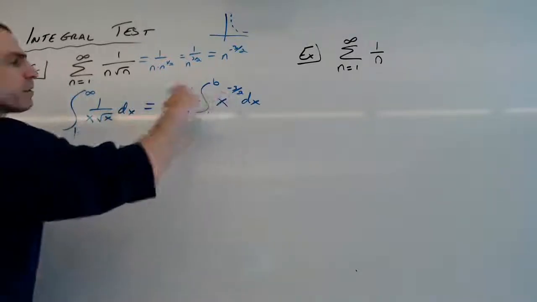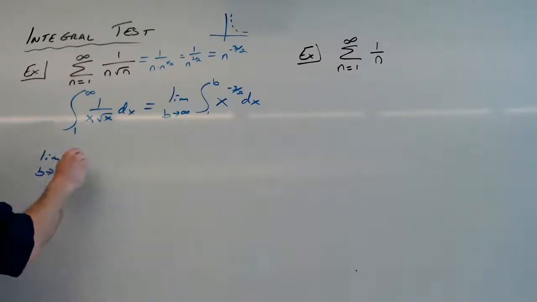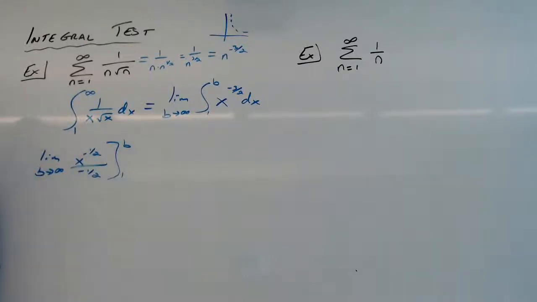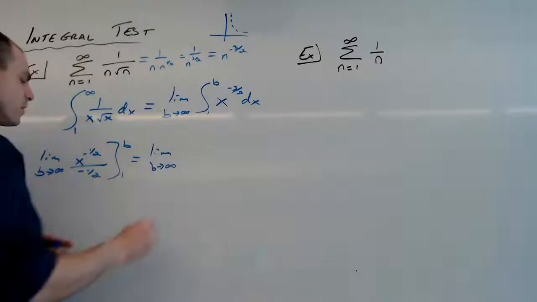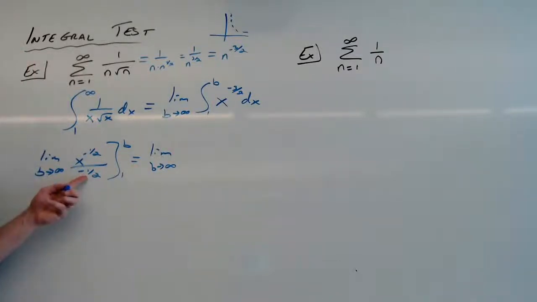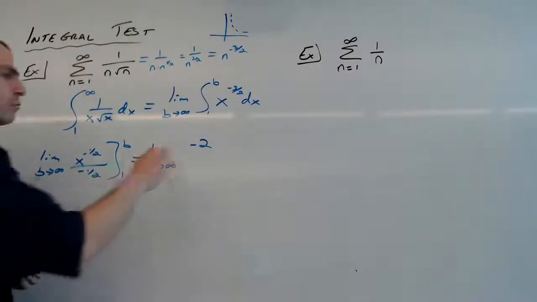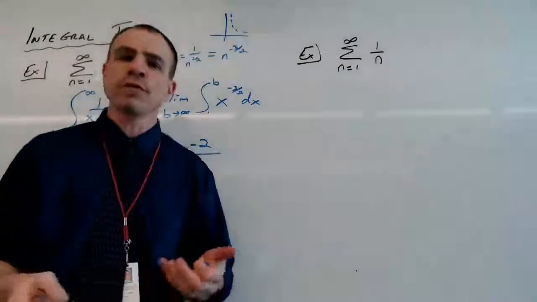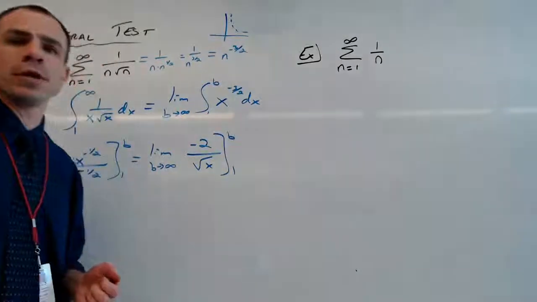We know the antiderivative of x to the negative 3/2 is x to the negative 1/2 over negative 1/2. So we're looking at the limit as b approaches infinity of x to the negative 1/2 over negative 1/2, evaluated from 1 to b. Dividing by negative 1/2 really means multiplying by negative 2. So we get negative 2, and then x to the negative 1/2, but we can move that into the denominator and make it x to the positive 1/2. And x to the half we know is the square root of x. So we really have this right here, again evaluated from 1 to b.